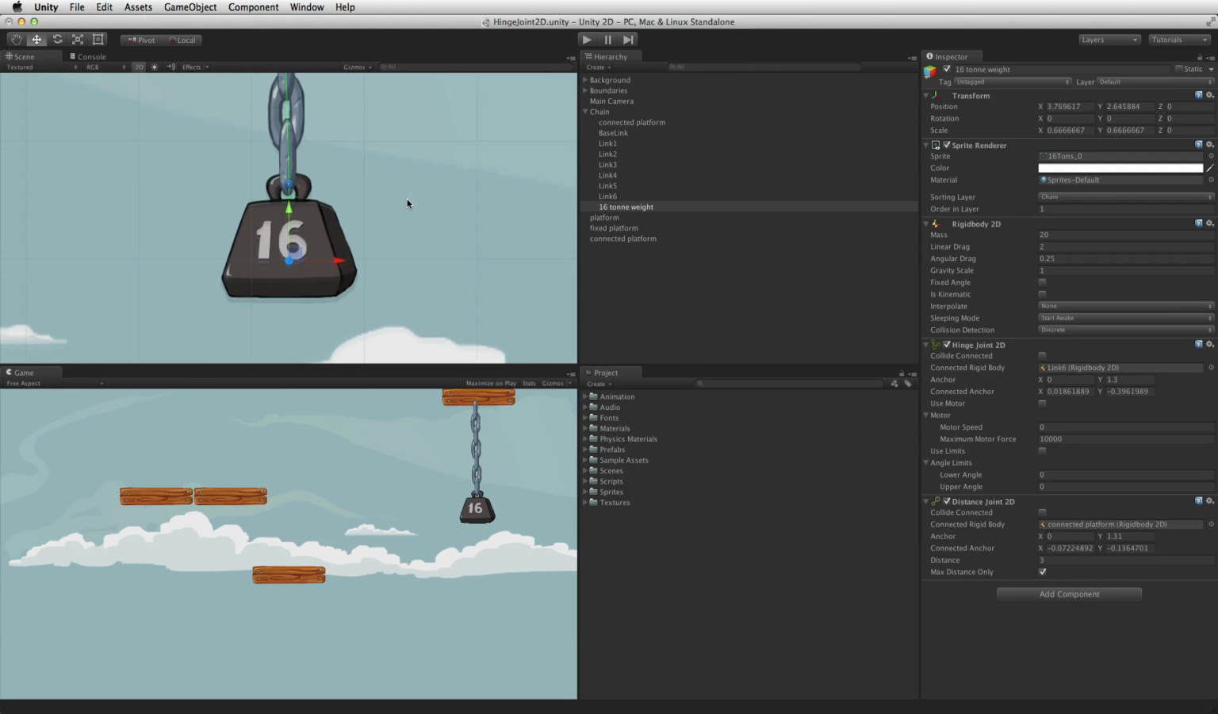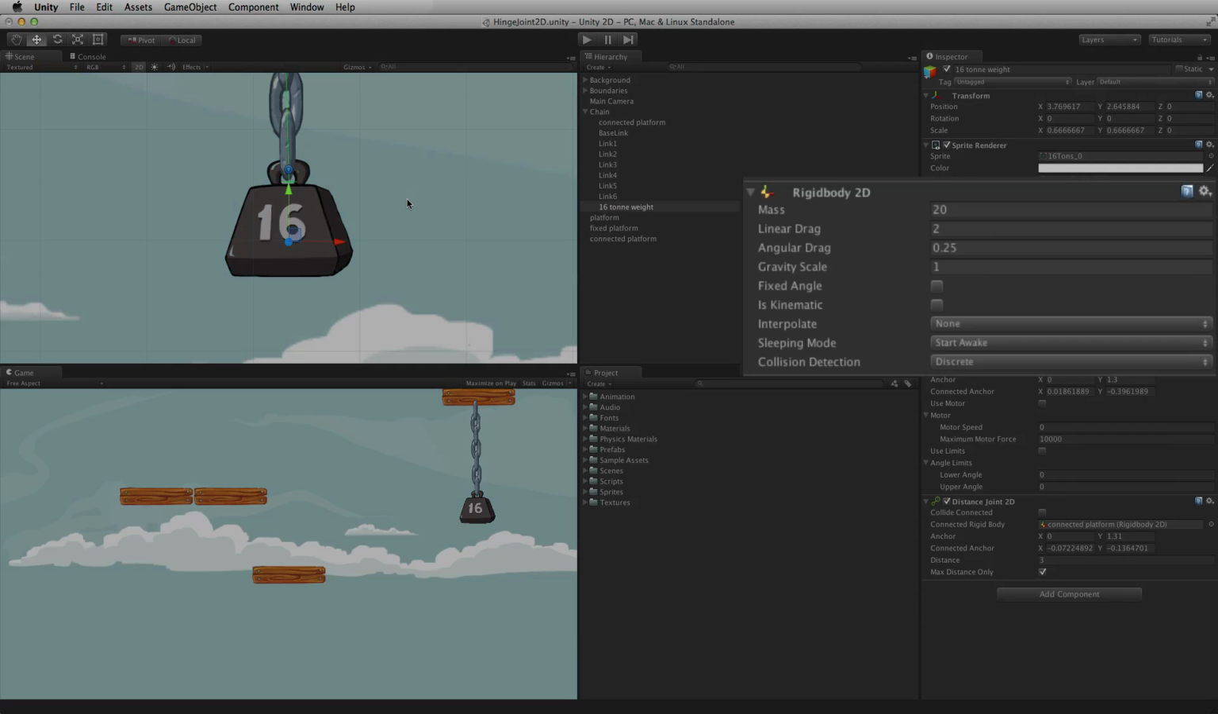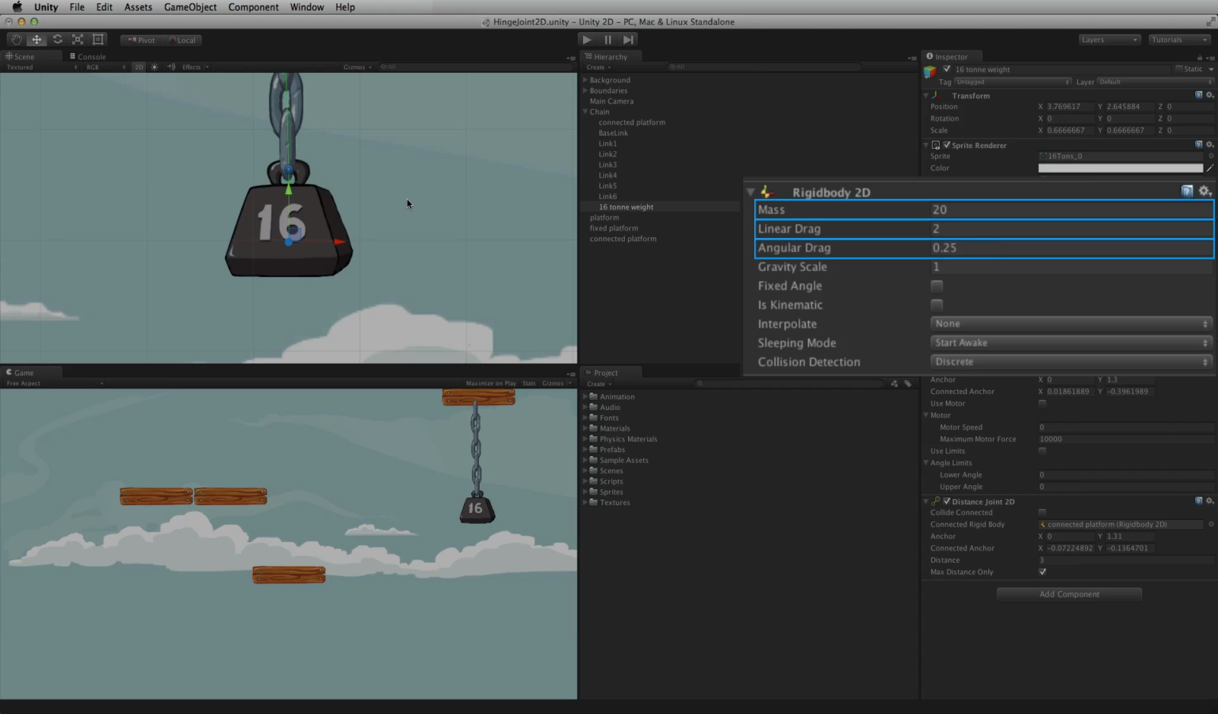At the bottom is the 16-ton weight. Unlike the links, the mass, linear drag, and angular drag have been increased to give the weight a proper feel in the scene.